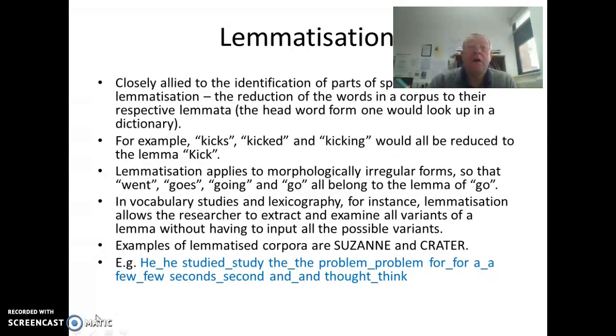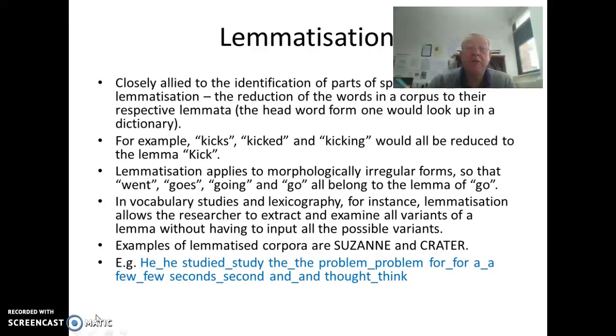Lemmatization. Closely allied to the identification of parts of speech is lemmatization. This is the reduction of words in a corpus to their respective lemmata, which are the headword forms one would look up in a dictionary. For example, kicks, kicked, and kicking would all be reduced to the lemma kick. Lemmatization applies to morphologically irregular forms, so that went, goes, going, and go all belong to the lemma go.